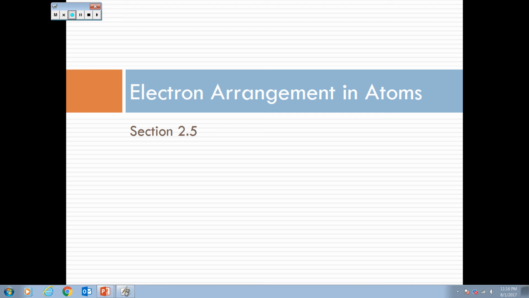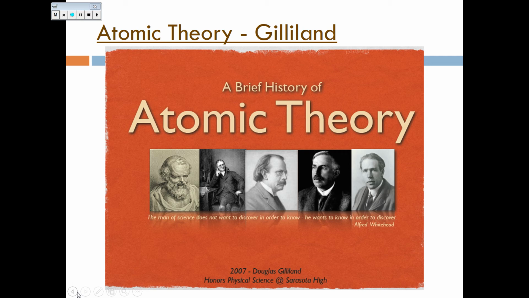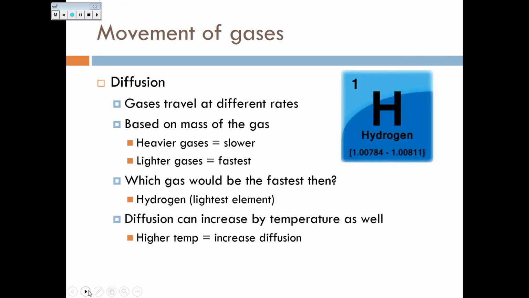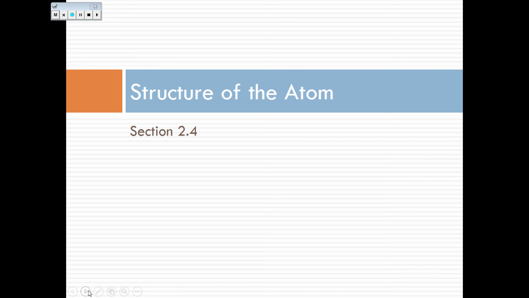Today we're going to go over section 2.4 and 2.5. Section 2.4 is about the structure of the atom, and section 2.5 is about the electron arrangement in atoms.